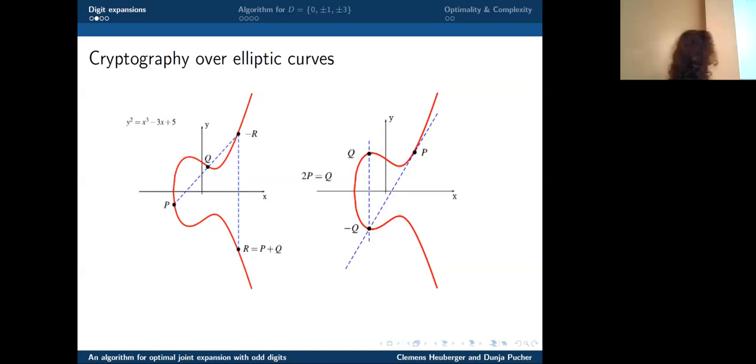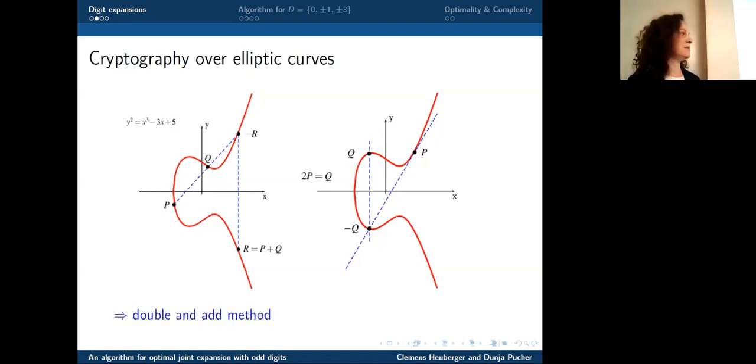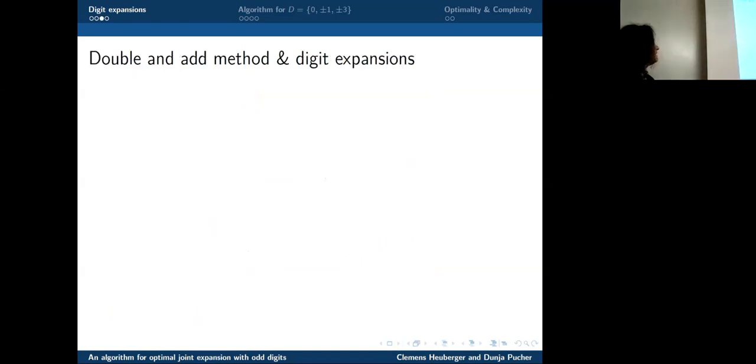And on the right sketch, we have a visualization of the operation doubling. If we have a point P, then we draw a tangent line at this point, and this tangent line intersects the elliptic curve in one more point. We reflect it on the x-axis, and we get point Q, which is 2P. Altogether, these 2 operations yield the so-called double and add method. And now let us see how we can combine the double and add method and digit expansions.